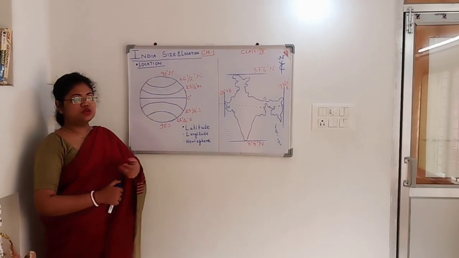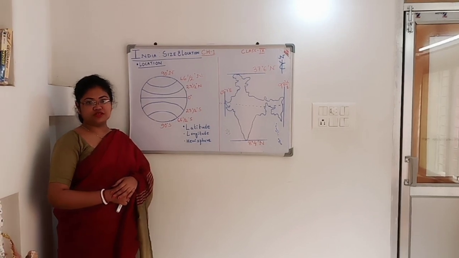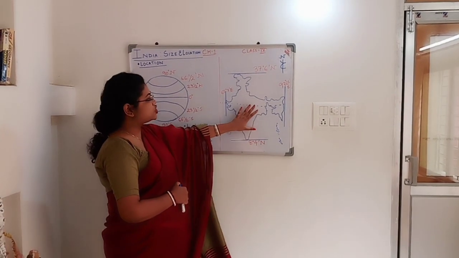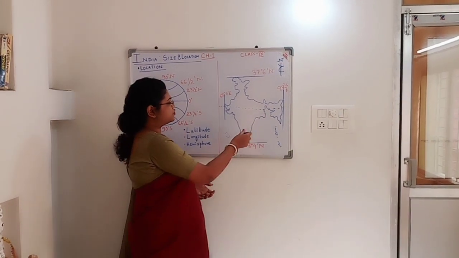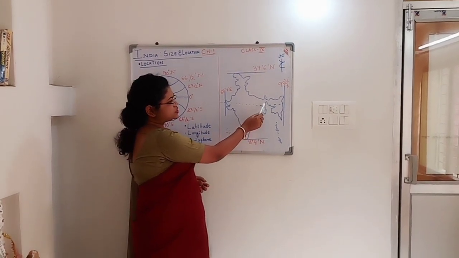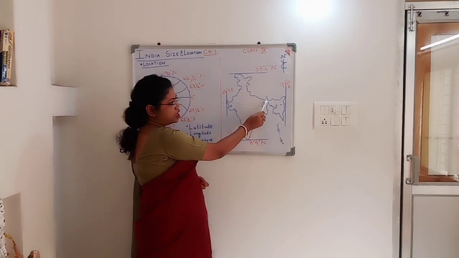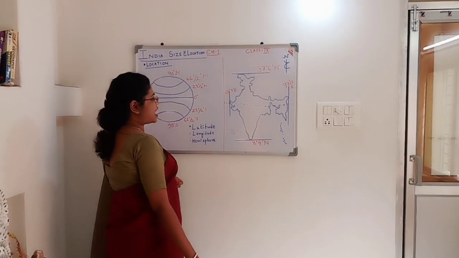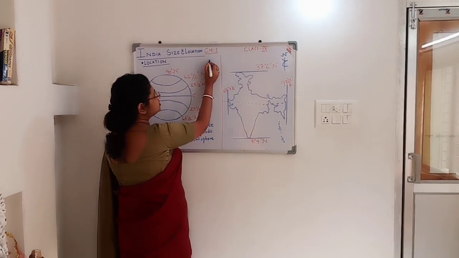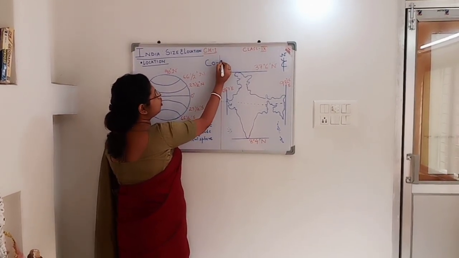Suppose I ask you where Siliguri is on the map. Can you tell me exactly where Siliguri is on the map? Maybe somebody will say, no, Siliguri is over here. Maybe somebody else will say Siliguri is over here. But the actual location of Siliguri, we can understand with the help of the coordinates.